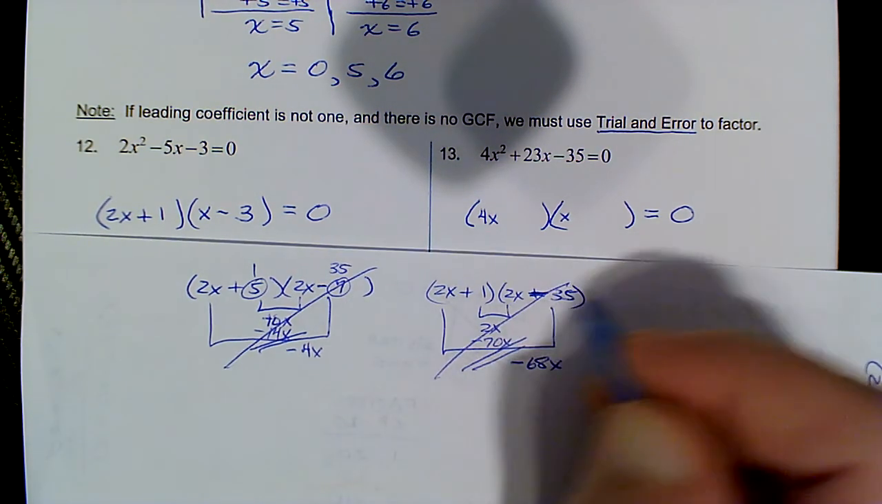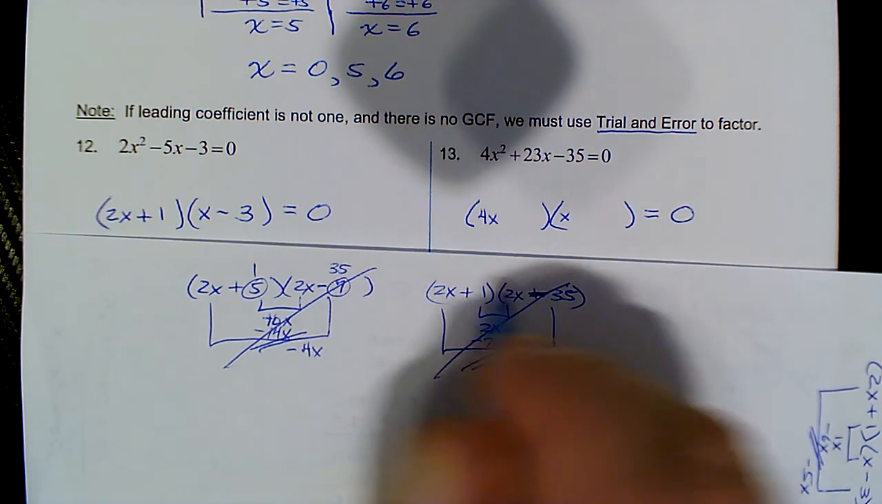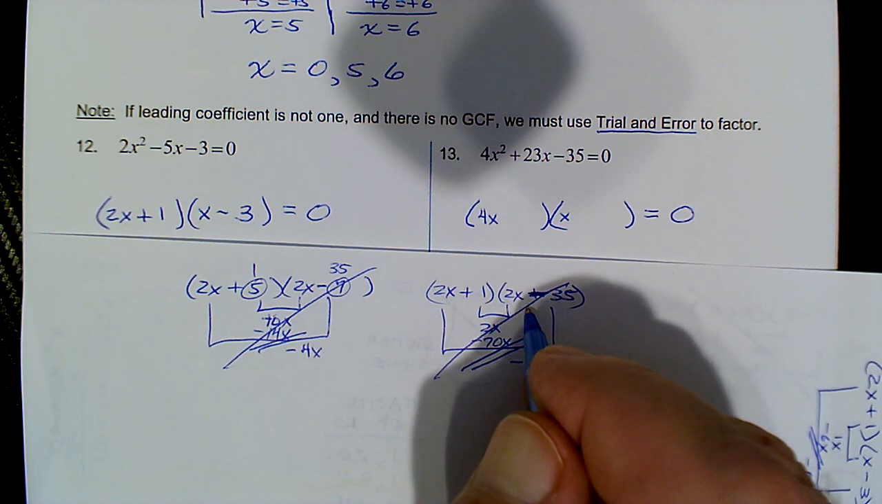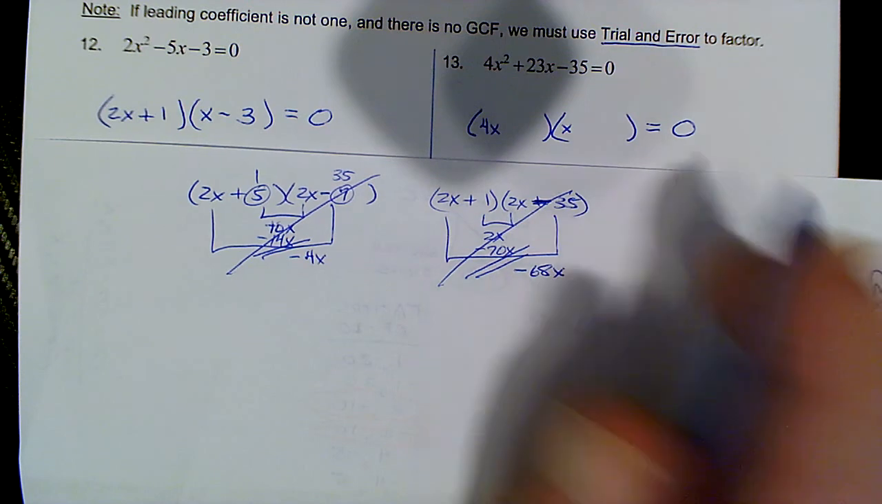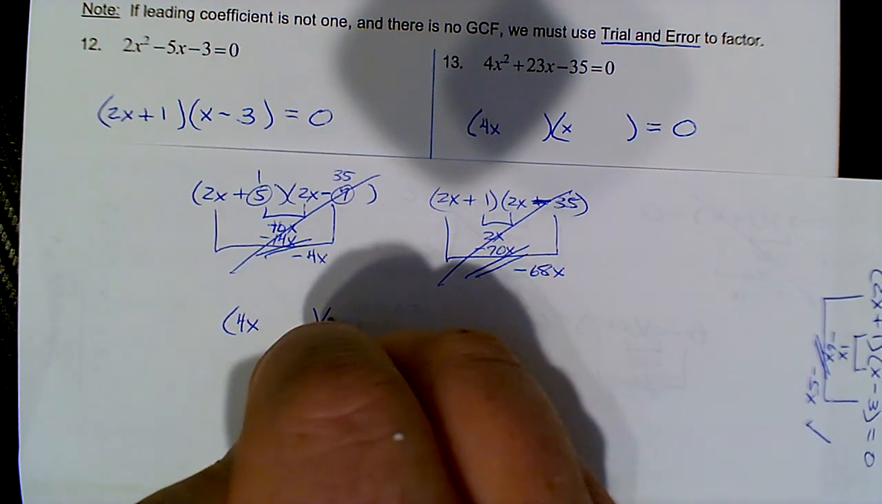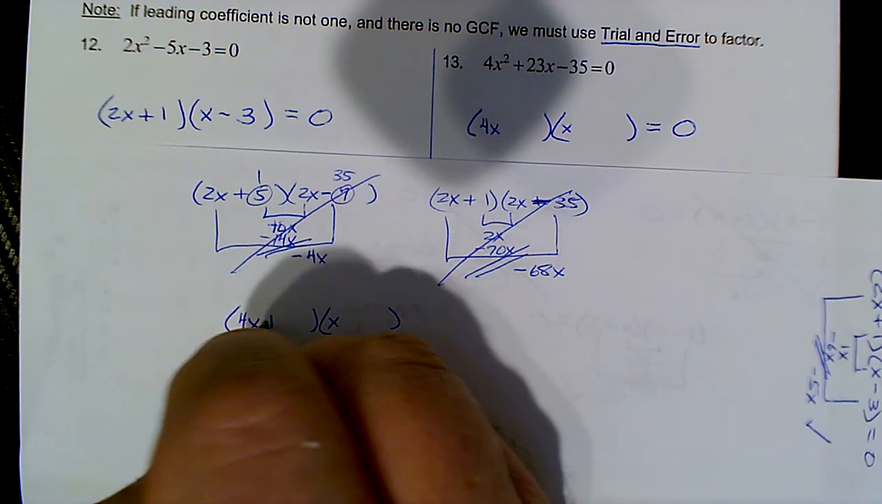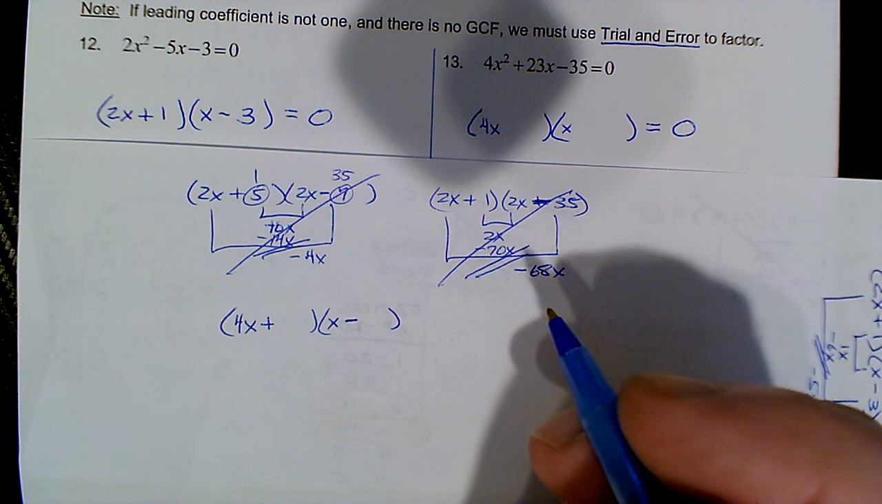And see, it won't help switching the 1 and the 35 or the 7 and the 5, because the first terms are weighted the same. They're both weighted at 2x. So then that leaves us pretty much no choice but to go with the 4x and the x. And again, signs are going to be opposite, so one positive, one negative. And I'm going to go with the 7 and the 5.